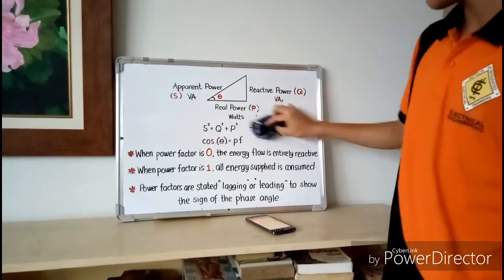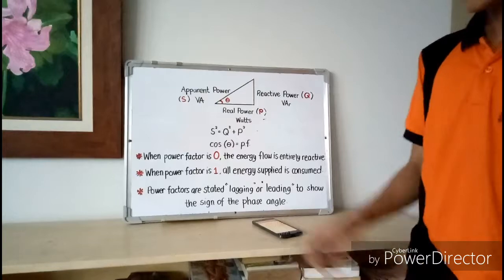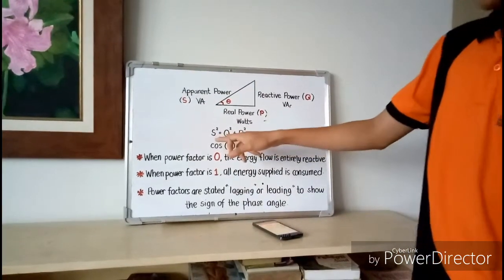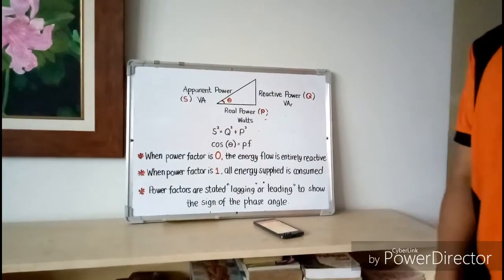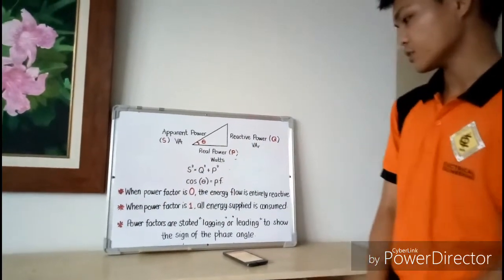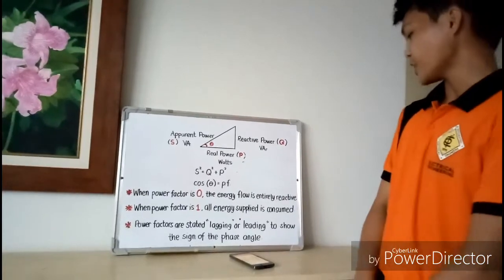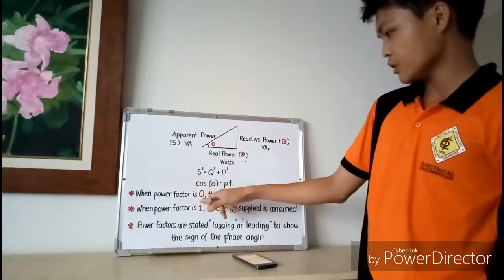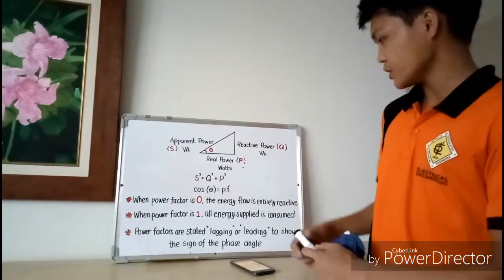So here are the formulas in obtaining power factor. Cosine theta is equal to the power factor. Apparent power, or S squared, is equal to Q squared plus P squared. And here are the important notes about the power factor. When the power factor is 0, the energy flow is entirely reactive. So if we substitute 0 here, our arccosine of 0 is equal to 90 degrees.